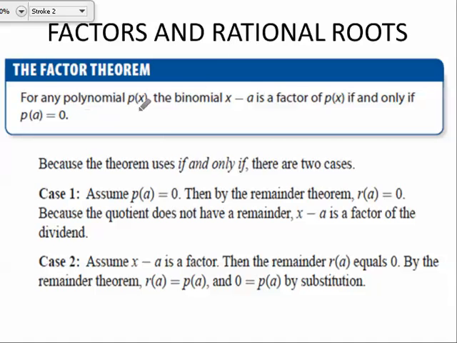For any polynomial p of x, the binomial x minus a is a factor if and only if the value of p of a is equal to 0. So that means that if we get a 0 value, then we have a factor. And so we can use synthetic division to help us determine if something is a factor.